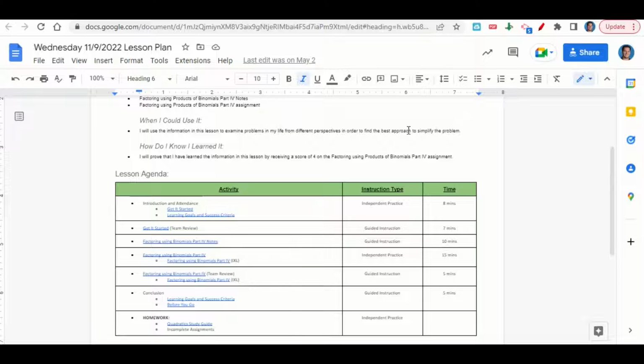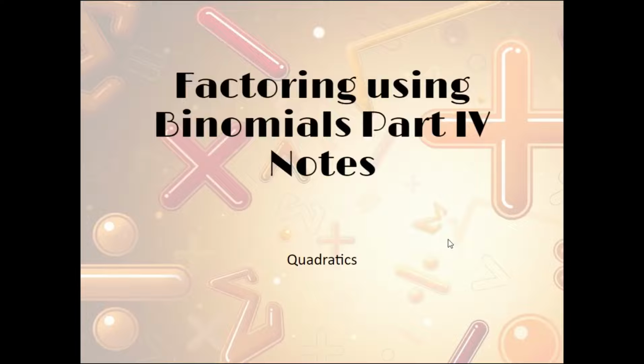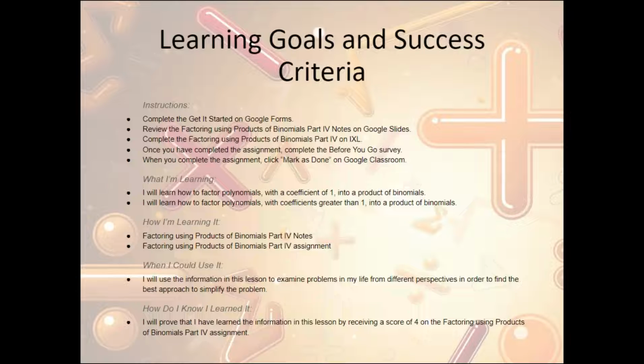At the end of class, we'll go back over our learning goals and success criteria while you fill out your Before You Go. Your only homework for tonight is to continue working on the quadratic study guide and any incomplete assignments that you may have. Let's take a look now at the factoring using binomials Part IV notes. The notes begin with the learning goals and success criteria.